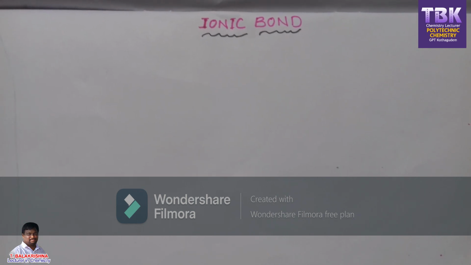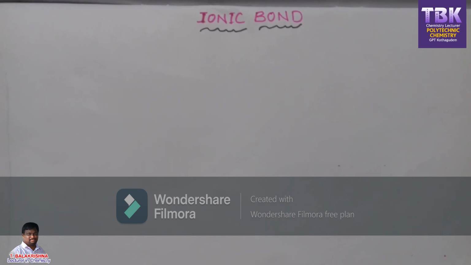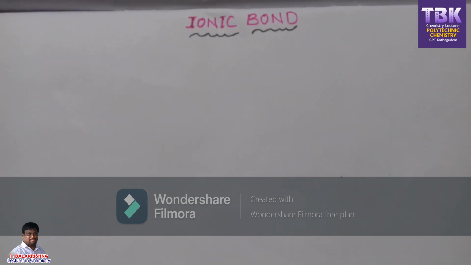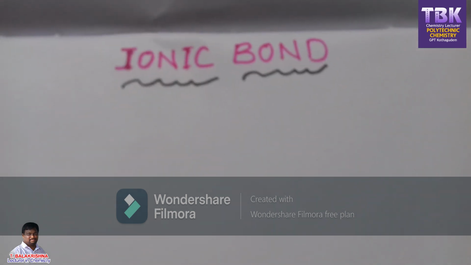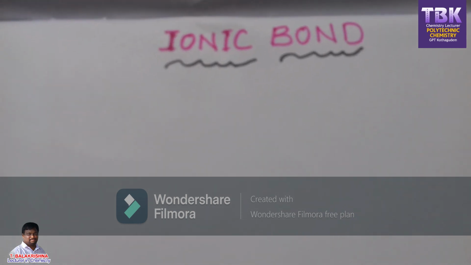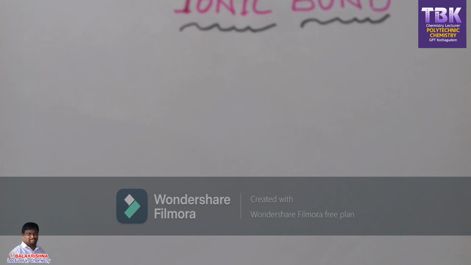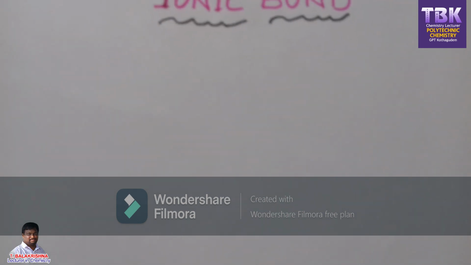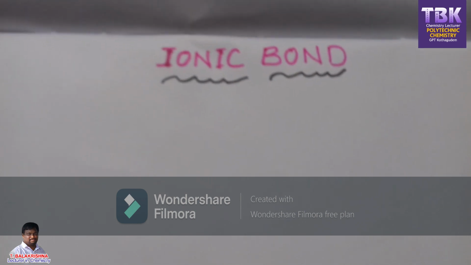If there is losing or gaining of electrons, that bond is called an ionic bond. The sharing of electrons is called a covalent bond. So today we are discussing the ionic bond. The definition of the ionic bond is the electrostatic force of attraction between oppositely charged ions formed by the transfer of electrons. It is called an electrovalent bond or ionic bond.